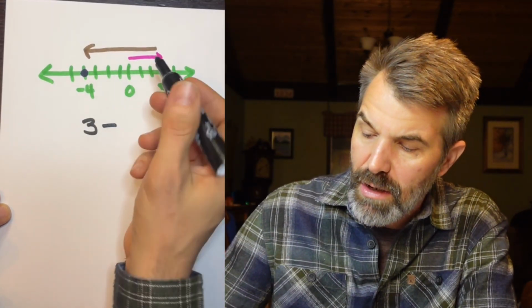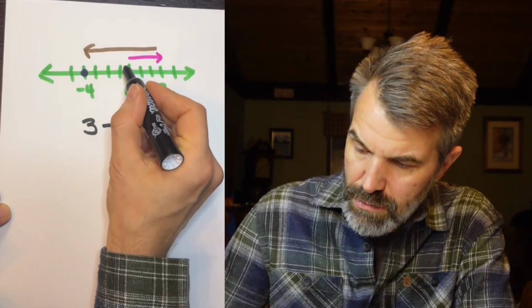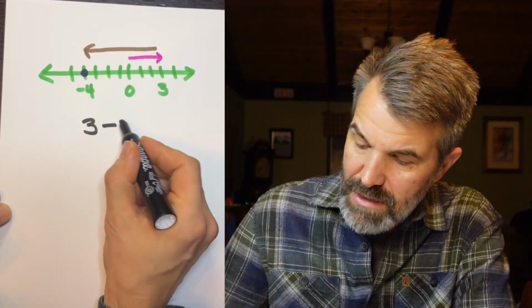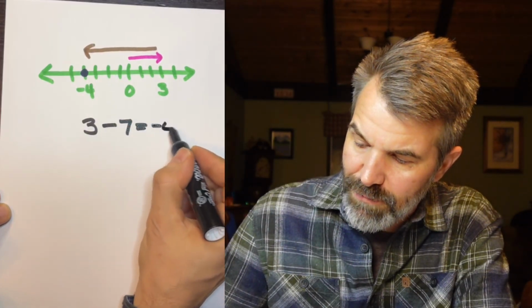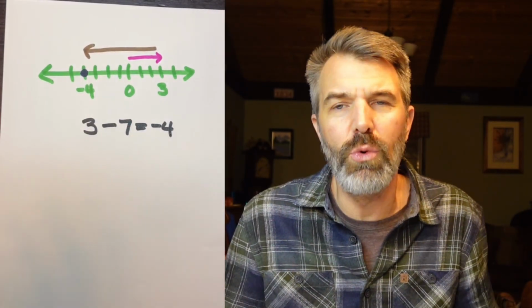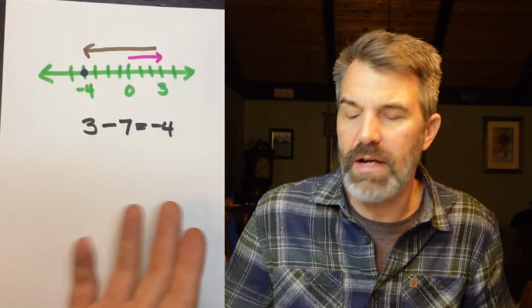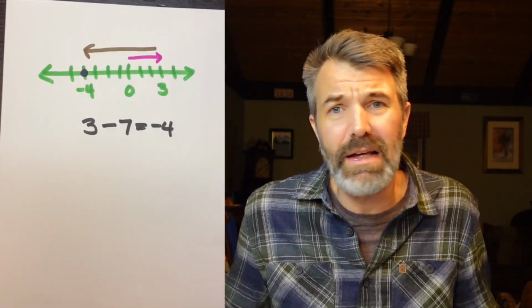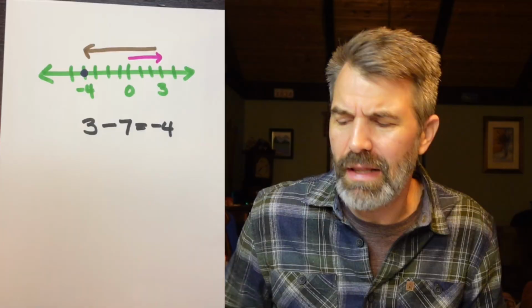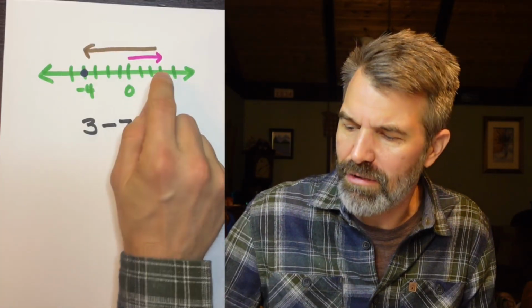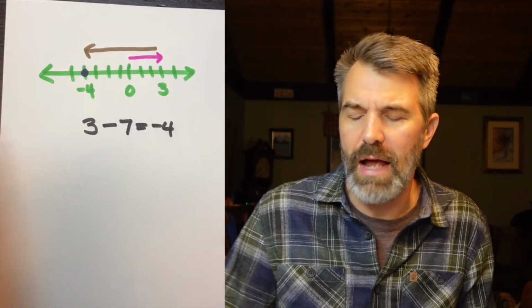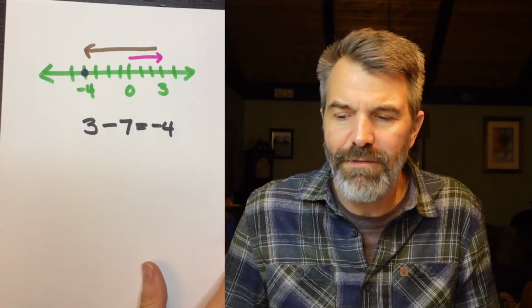So taking away 1, 2, 3, 4, 5, 6, 7. Taking away 7 is -4. And this is a good visual way to describe that 3 take away 7 is -4. And to be honest with you, I like that. That feels pretty good. Again, I don't really love the pink arrow there. I would have just said start at +3 and subtract 7. So again, that felt pretty good to me.